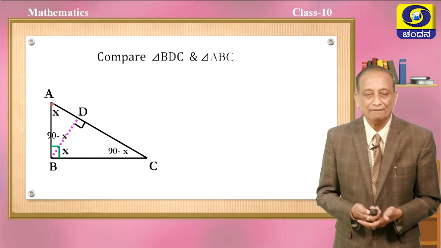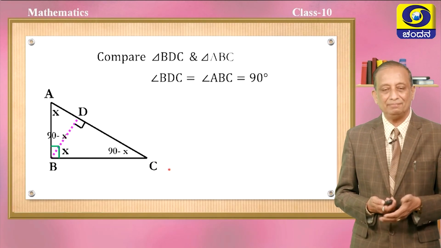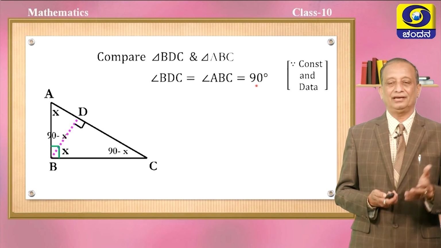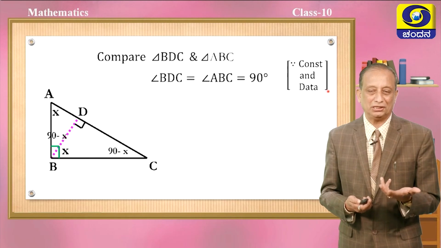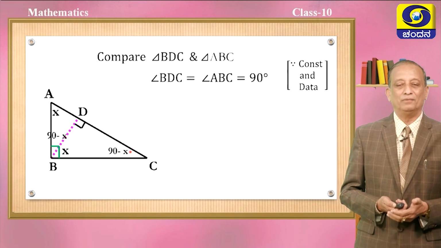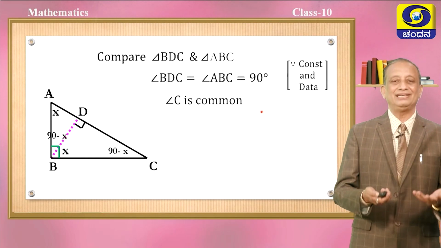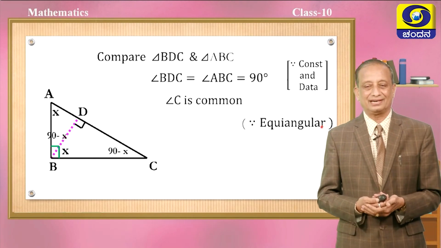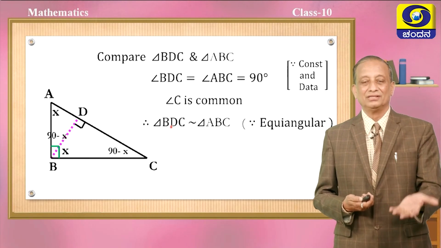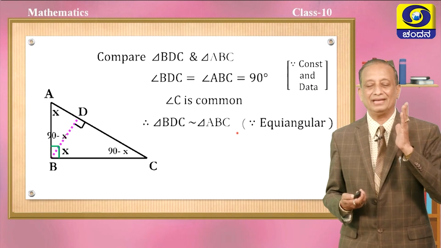children. Come on, start. First, you want to write which are the angles equal to 90. Angle BDC is equal to 90 because of construction, whereas angle ABC is already equal to 90 because of data. Therefore, they are equal on account of construction and data. So, one angle is over. So, angle C, don't you think it is common to both the triangles, children? So, angle C is common to both. Therefore, you can easily conclude that those two right angle triangles are equiangular. The moment they become equiangular, they became similar. So, right angle triangle BDC is similar to right angle triangle ABC. That means they have the same shape.